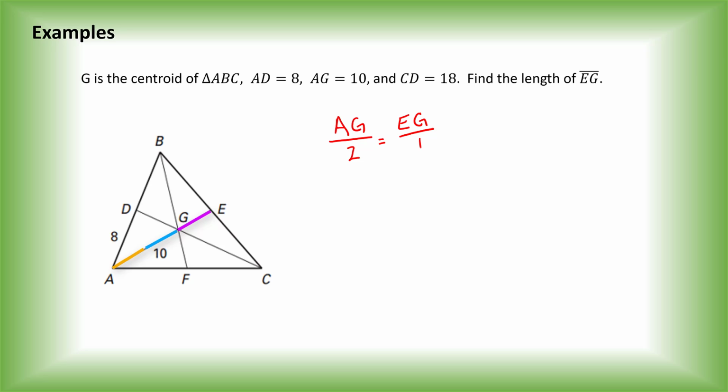Once I've set that up, I can go ahead and plug in my values. AG is 10 divided by 2 equals EG divided by 1. Reduce each side. 10 divided by 2 is 5. And EG divided by 1 is just EG. So the length of EG is 5.